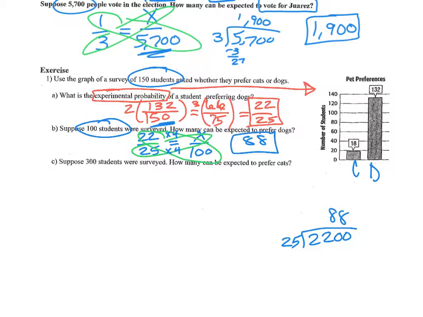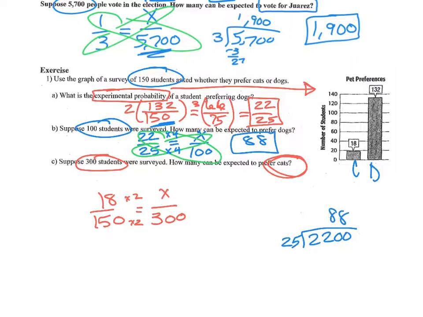Last problem. Suppose 300 students were surveyed. How many can be expected to prefer cats this time? So out of 150, the number that we're starting with, how many prefer cats? 18. Good. So then out of 300 students, we want to know how many prefer cats out of 300. Amelia said we can just multiply by 2, right? We can scale up by 2.